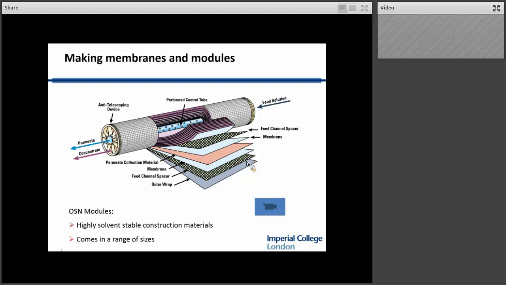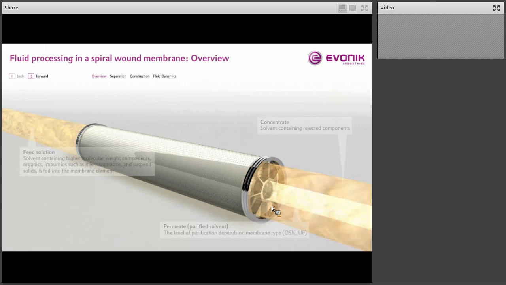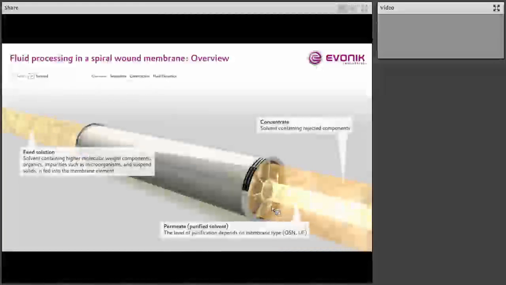And the most common way we do that is using what we call a spiral wound membrane module. So you can see here a perforated central tube. And what we're going to do is to wrap leaves of membrane around that perforated central tube. Now, it's quite hard to see how those things actually work, so I'm going to show you with the aid of this video how the spiral wound membrane module works.